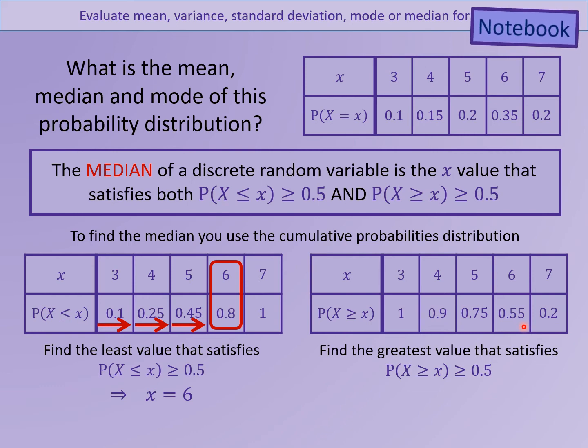We're now going to do the same process, but from the other side. So we're looking for the greatest value that satisfies this inequality, that the probability of x being greater than or equal to that value is either 0.5 or more. So we get 0.2. We then get 0.55 for x equals 6. So this is the first value where we have gone past 0.5. Now, because we've got the same value of x going from the left and from the right, we can conclude that the median of this discrete random variable is x equals 6.